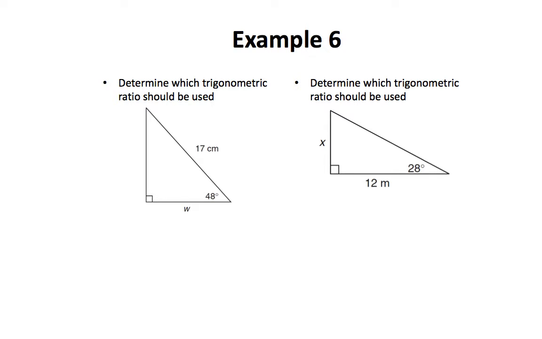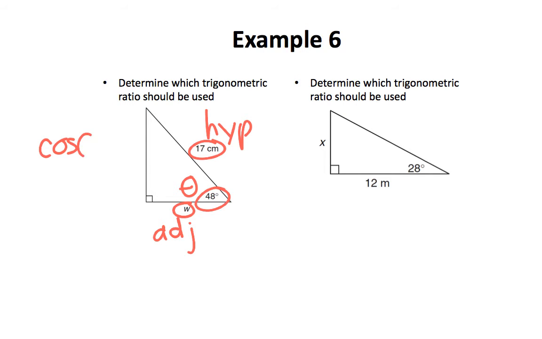In our last example, we're going to determine which trigonometric ratio should be used. Again, we're going to determine the angle which has been given to us, and we're going to call that theta, which means this side, which is 17 centimeters, would be called the hypotenuse. This side, which is w, would be considered the adjacent side. And you have to look at SOH CAH TOA. Which one of these trig ratios contains adjacent and hypotenuse? Well, the ratio that contains these is cos theta, which is equal to adjacent over hypotenuse.